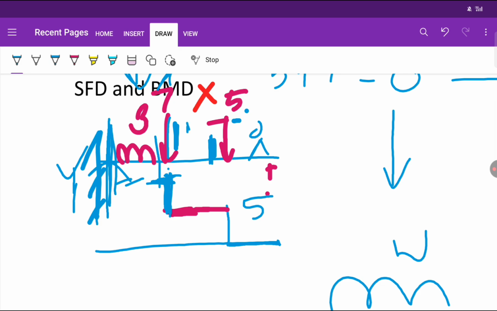Okay, so here what happened? There is a UDL. For the UDL we have to go triangular, right? So that is our 5 plus 7, that is 12. 12 plus 3 into 2, that is 6, 18. Okay, so this is our 18.